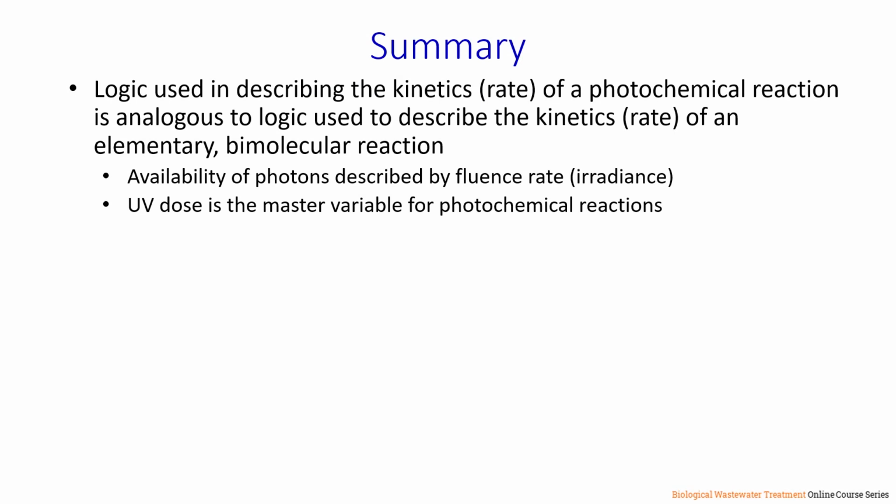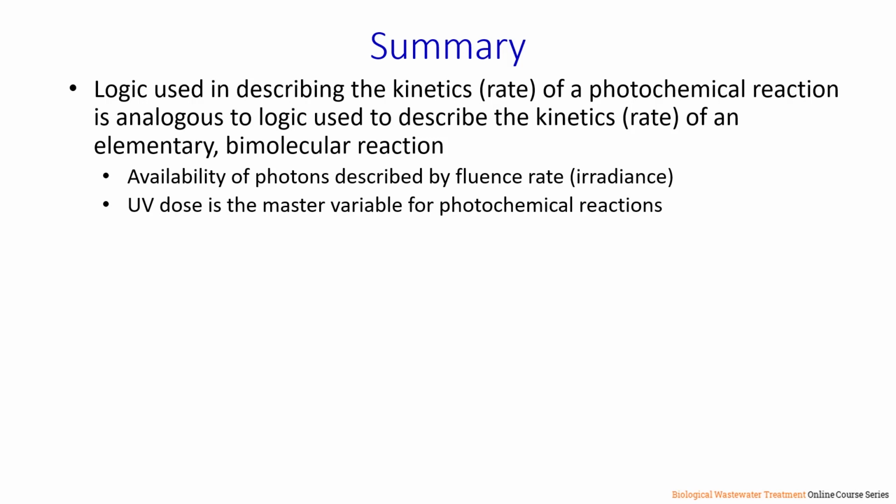Summarizing, the logic used to describe the kinetics, or more specifically the intrinsic rates of photochemical reactions, is analogous to the logic that was used to describe the kinetics of elementary bimolecular reactions. However, we need to introduce a new term to account for the availability of photons, and that term is the fluence rate. UV dose, as opposed to time, is the master variable in photochemical reactions.